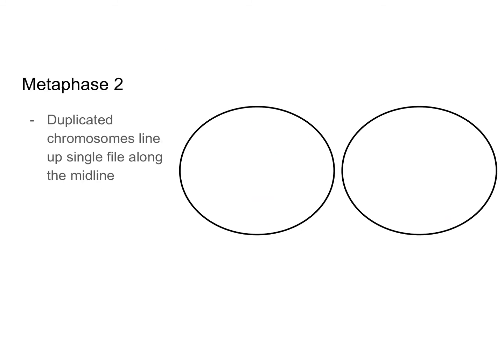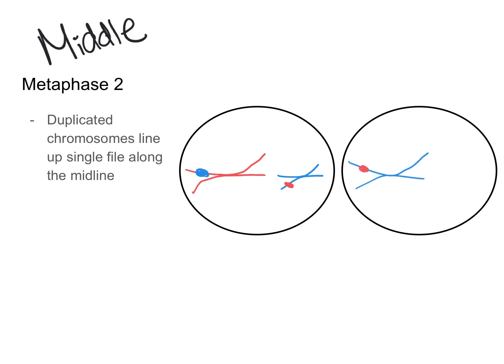Metaphase 2, M for middle again. This time round, we have the chromosomes lining up single file along the midline of the cell, not in homologous pairs. This is the key difference between metaphase 1 and metaphase 2. Now remember that each daughter cell created at the end of meiosis 1 is going through meiosis 2.